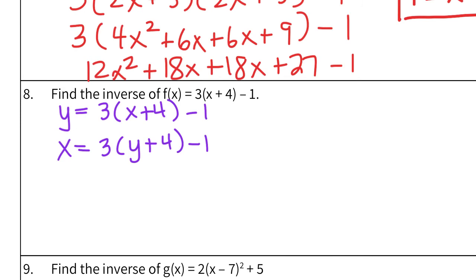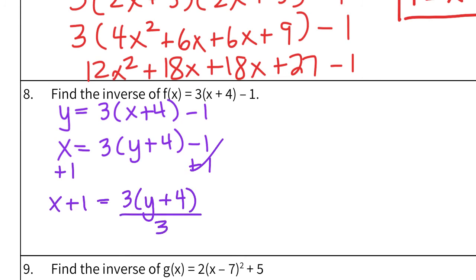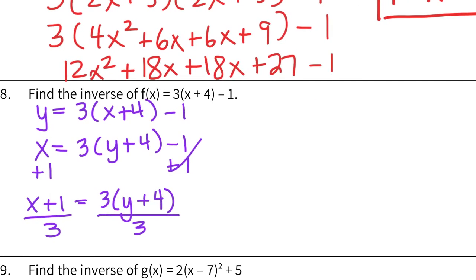Okay, and then now you want to solve for y. I'm going to start by adding 1 to both sides. So that gives me x plus 1 equals 3 parentheses y plus 4. Since the 3 is right next to the parentheses, that means that it's multiplying. So in order to move it over, I'm going to divide. Now I have x plus 1 over 3 equals y plus 4, because the 3's canceled each other out.